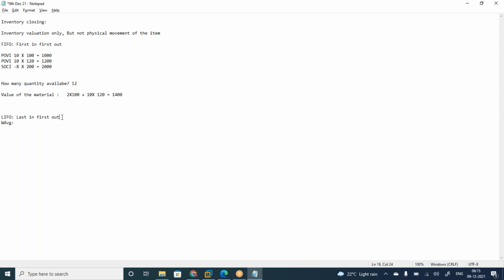If it is last in, first out, the same methodology. How many quantity? 12 only. There are no other opinions. But for valuation, the stock will be deducted from the last lot. 8 quantity will be removed from here, so the remaining quantity is 2. So 2 multiplied by 120 plus 10 multiplied by 100. It is 1240.